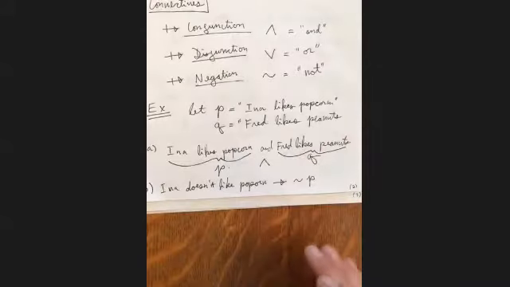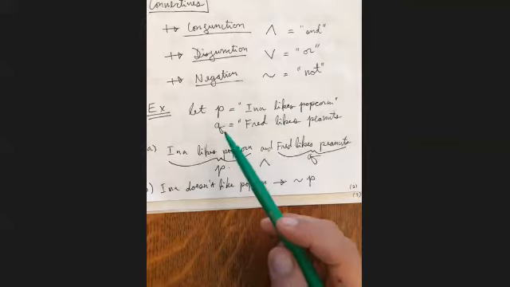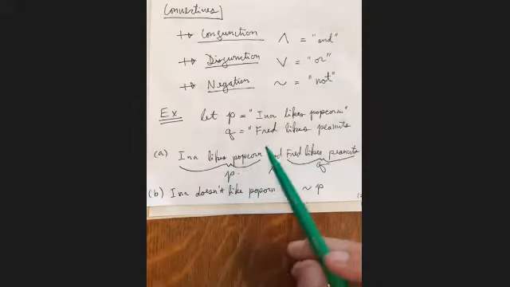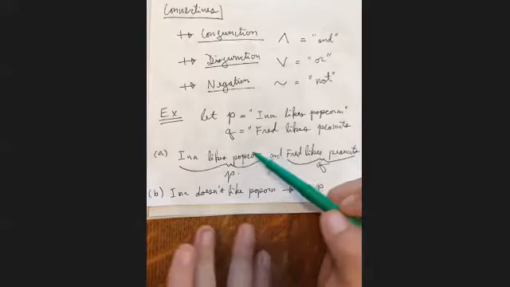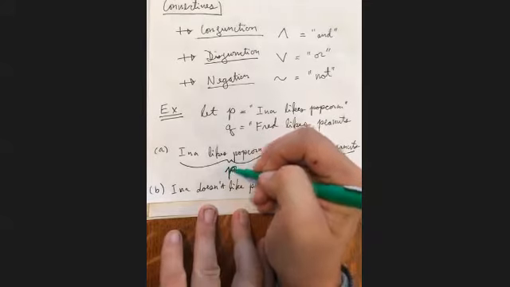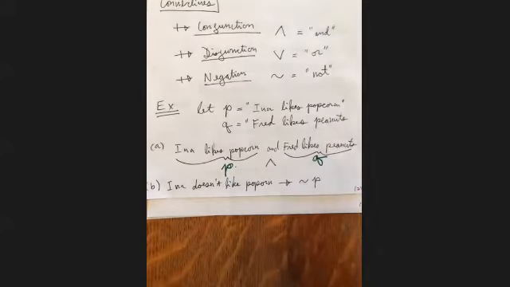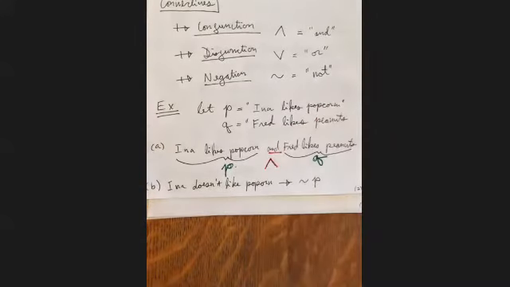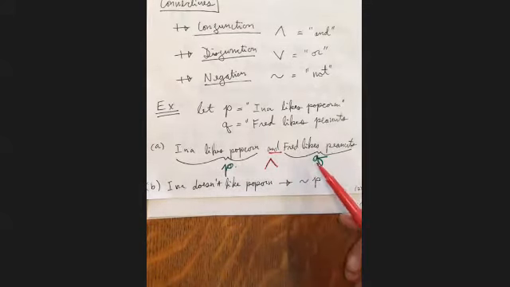So let's look at an example. We're going to let the letter P represent the statement Ina likes popcorn. And we'll let the letter Q represent the statement Fred likes peanuts. So if I start with the compound statement, Ina likes popcorn and Fred likes peanuts, I can represent this symbolically by first putting a P in place of Ina likes popcorn and a Q in place of Fred likes peanuts. And then in place of the connective and that's in the statement, we use the caret. So P and Q in this context is equivalent to Ina likes popcorn and Fred likes peanuts.